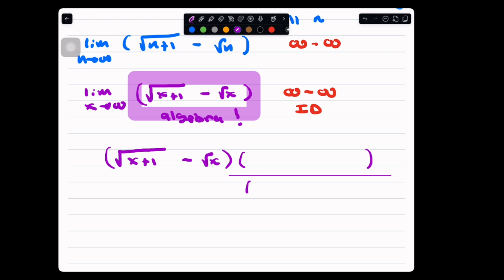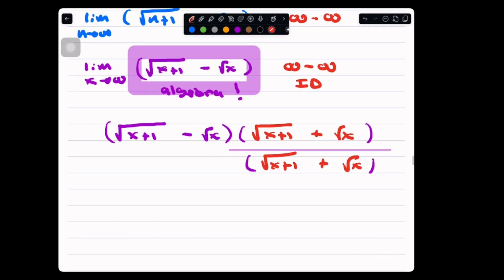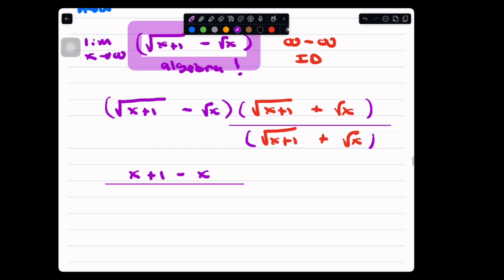No. You got to multiply top and bottom by what? Yes, the conjugate. Thank you. I am glad you took Calculus 1. Thank you for taking Calculus 1. And it's plus. I guess those prereqs help. x plus 1 minus x over, what is this? Square root of x plus 1 plus the square root of x. What does that equal? 1 over square root of x plus 1 plus the square root of x.